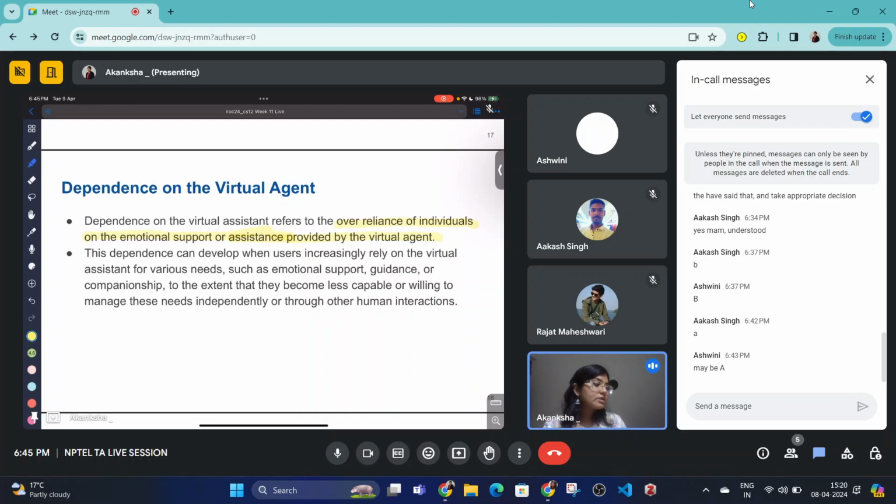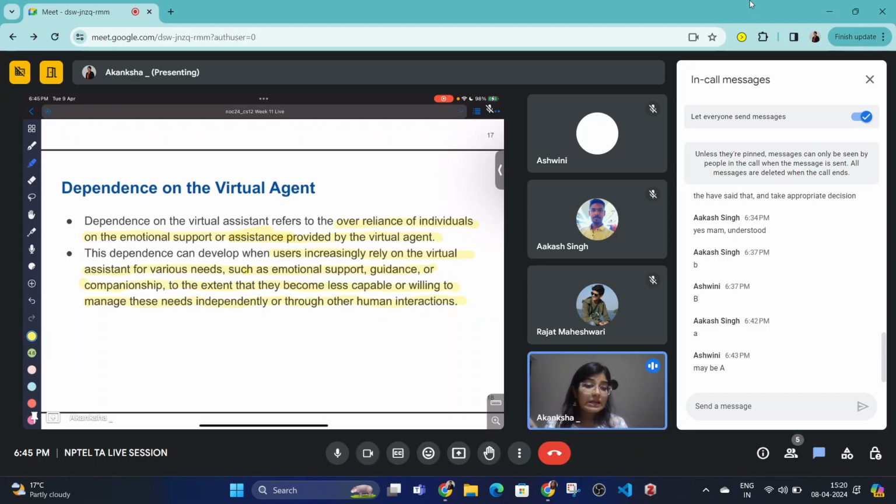So it can develop when users increasingly rely on the virtual assistant for needs such as emotional support, guidance, or companionship, to the extent that they become less capable or willing to manage these needs independently or through human interactions. Now, suppose I am an extrovert, but there is an introvert person, and they feel more comfortable interacting with the virtual agent rather than a human being. They get to know that they can benefit from interaction with this virtual agent, and they don't need to interact with people. So that introvert person will always prefer talking to that agent.